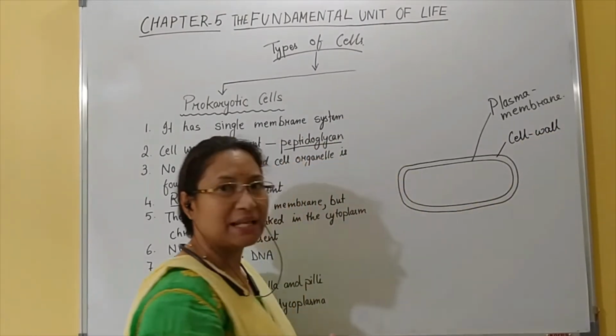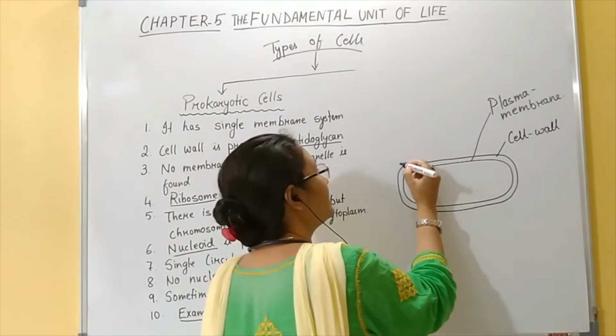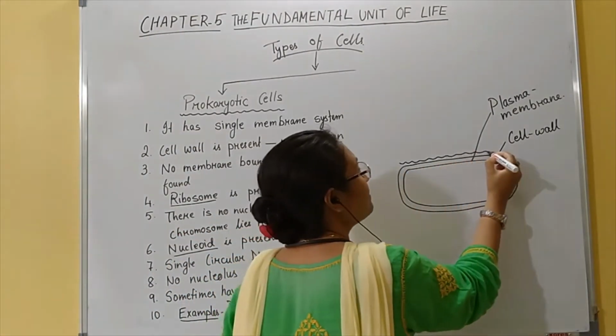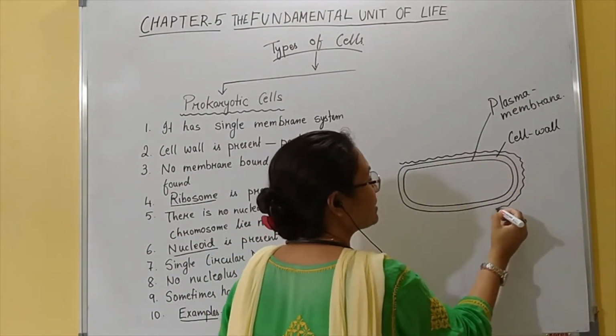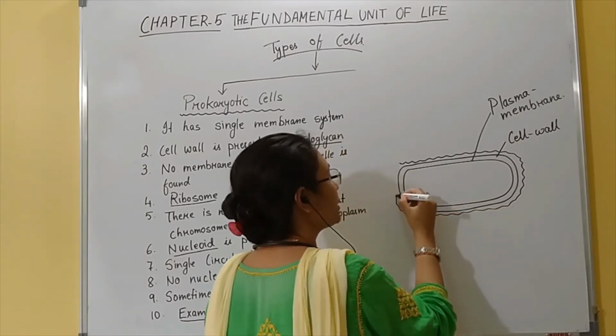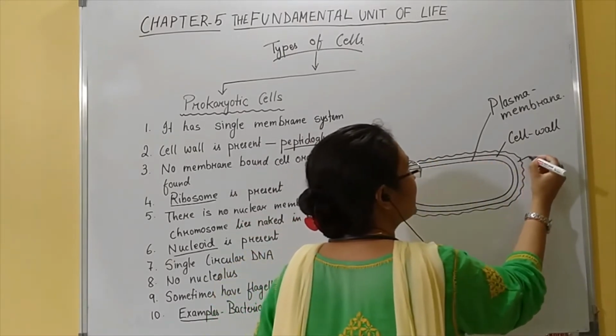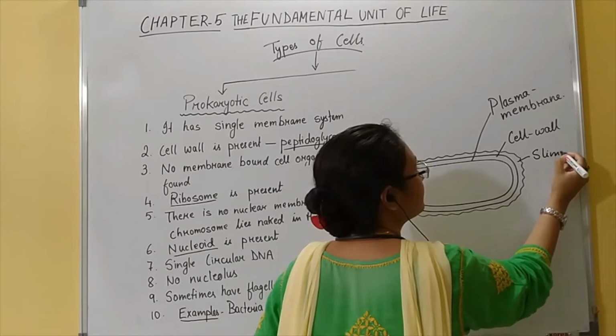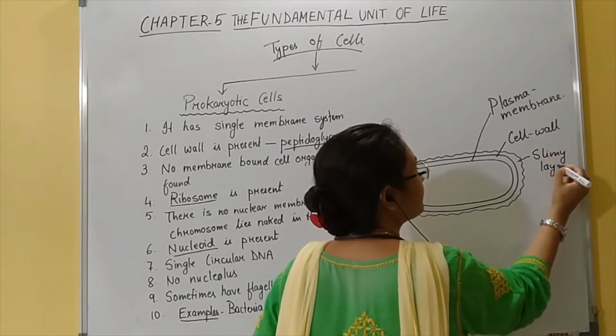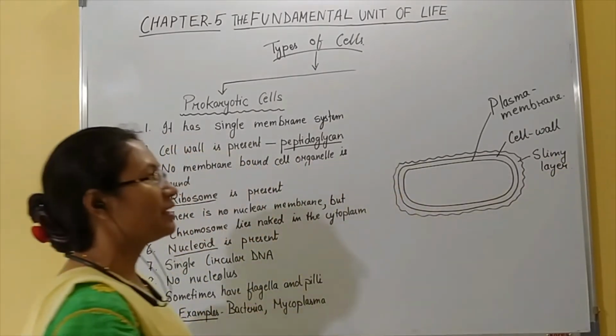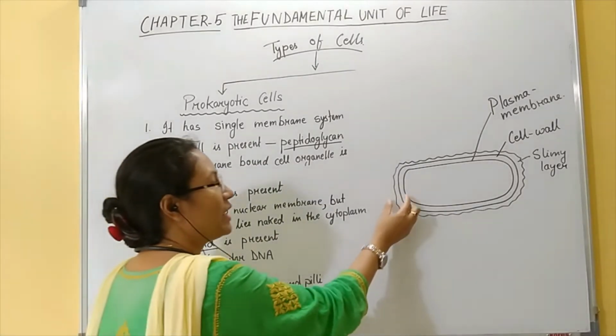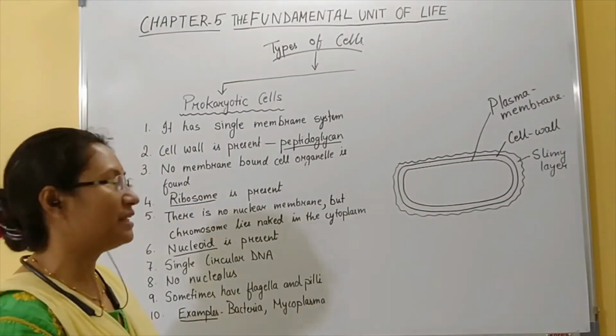Then around the cell wall in many cases we find that there is some slimy layer also present. So this provides an extra protection. So this is a slimy layer. So this is all about the envelope around this bacterial cell.